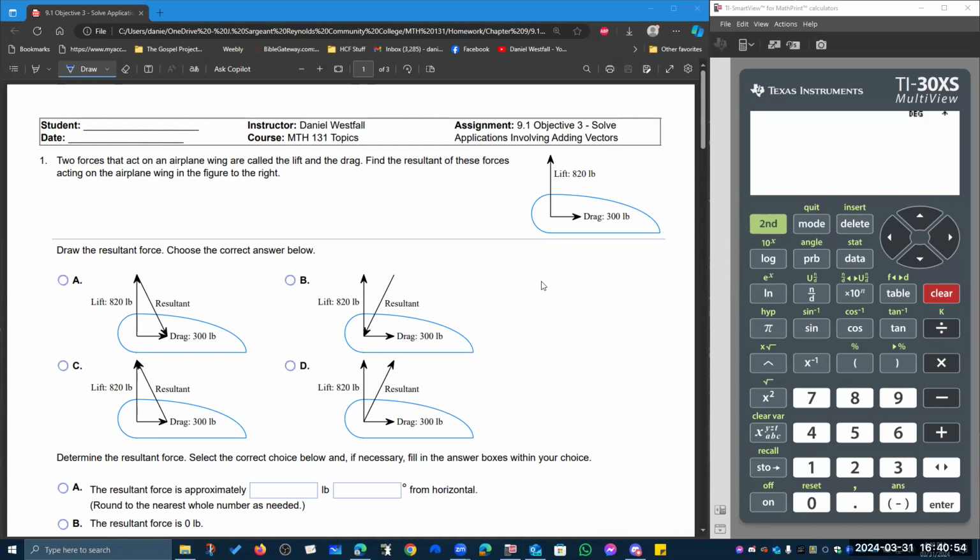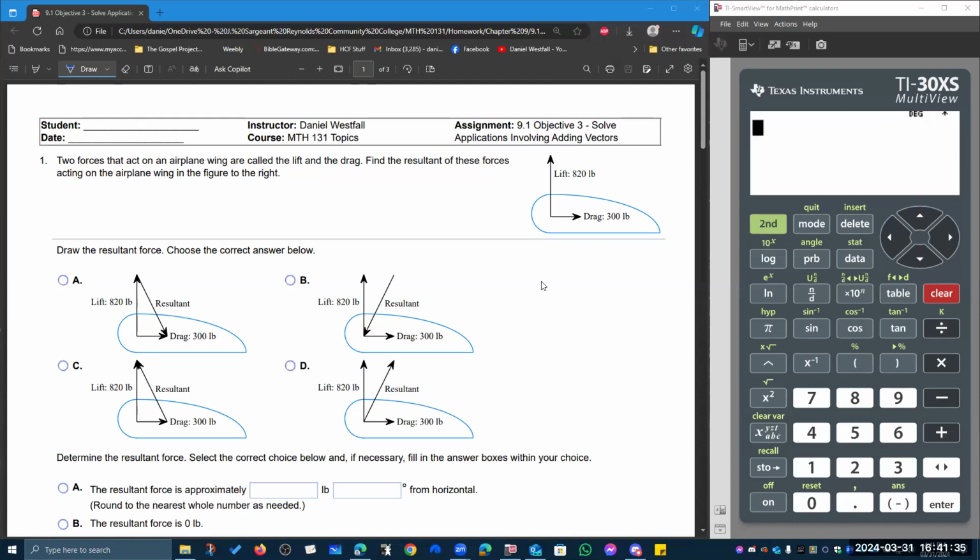Two forces that act on an airplane wing are called lift, which are pounds of force in the upward direction, and drag, pounds of force opposite the direction of travel. So weight and thrust are the other two of the four forces in aeronautics. I find the result of these forces, the lift force and the drag force, acting on the airplane wing in the figure on the right. So let's go ahead and do that to find the sum of vectors.